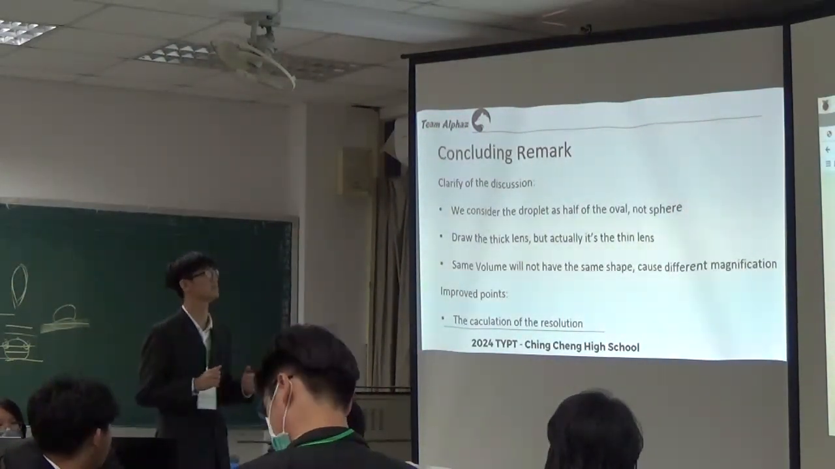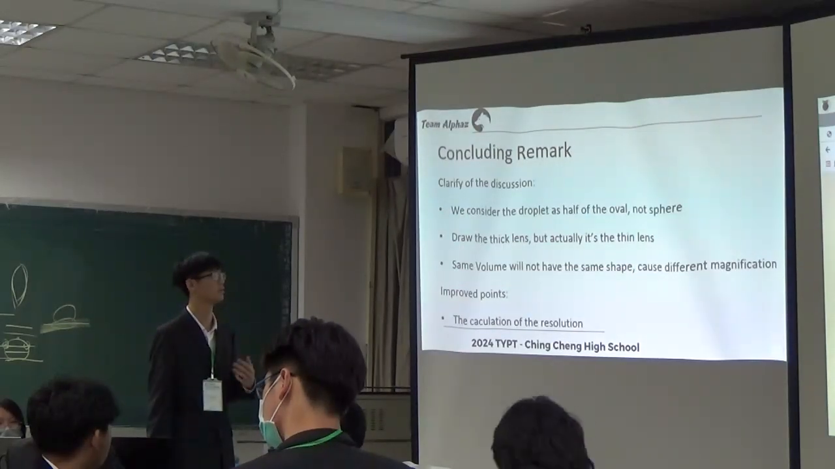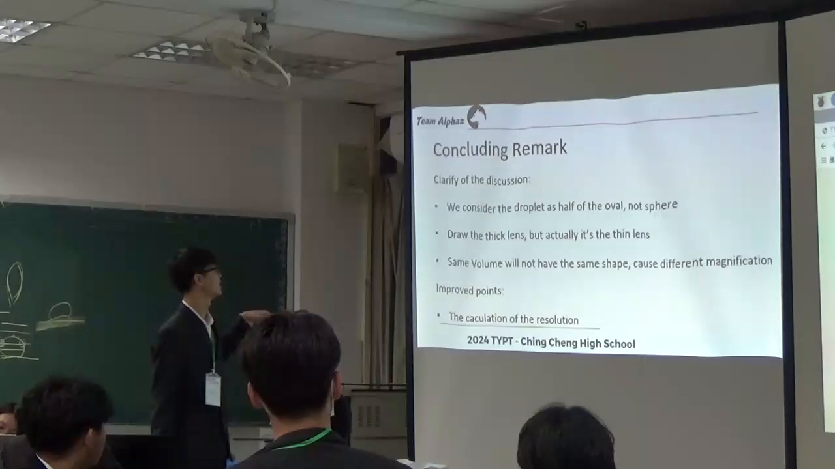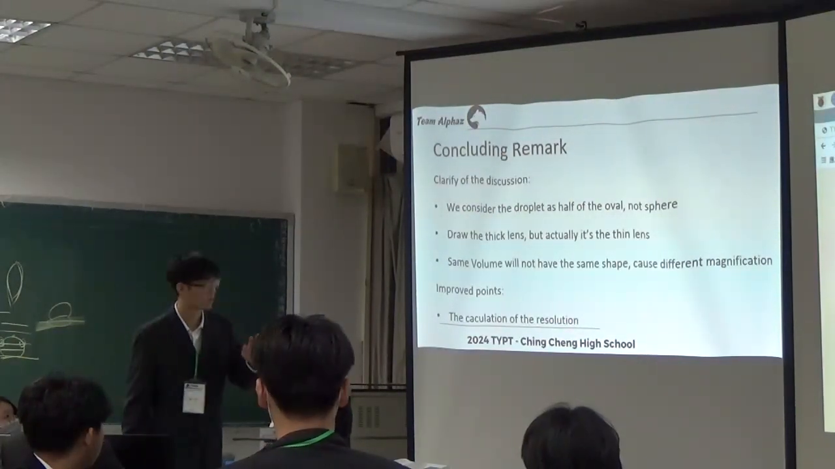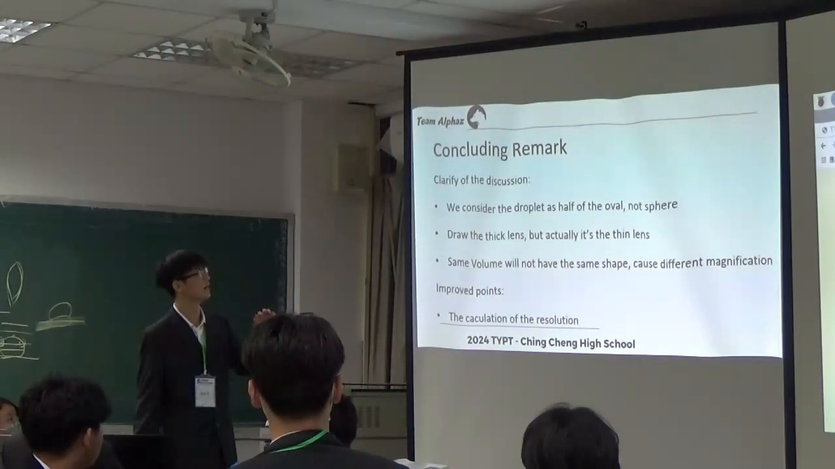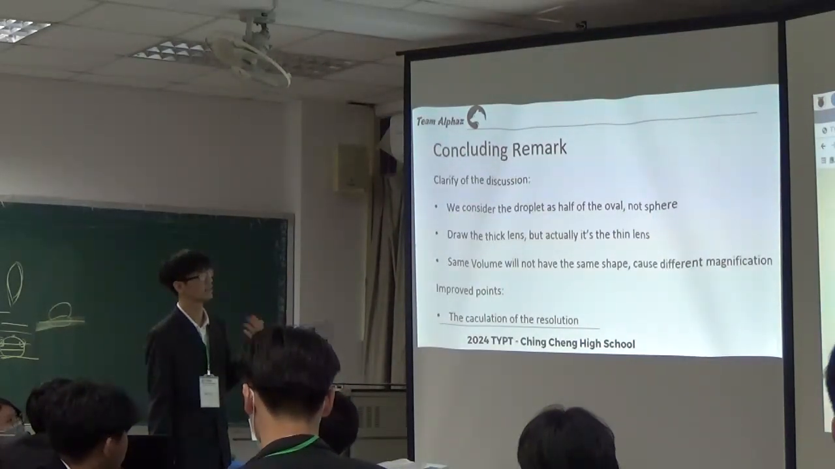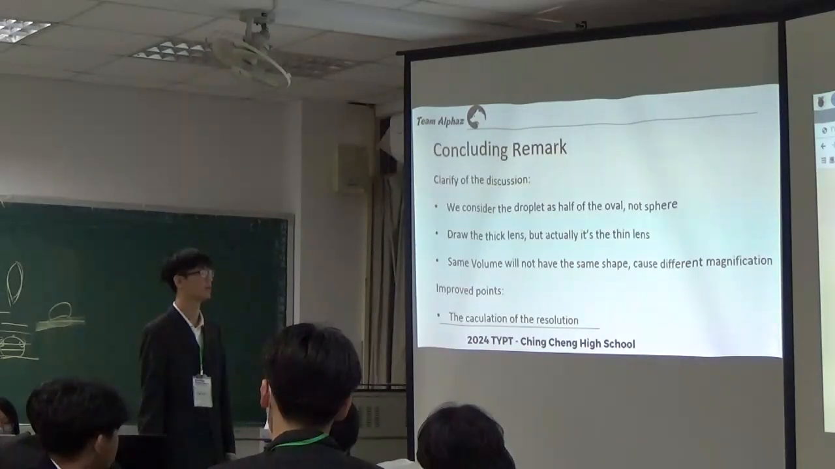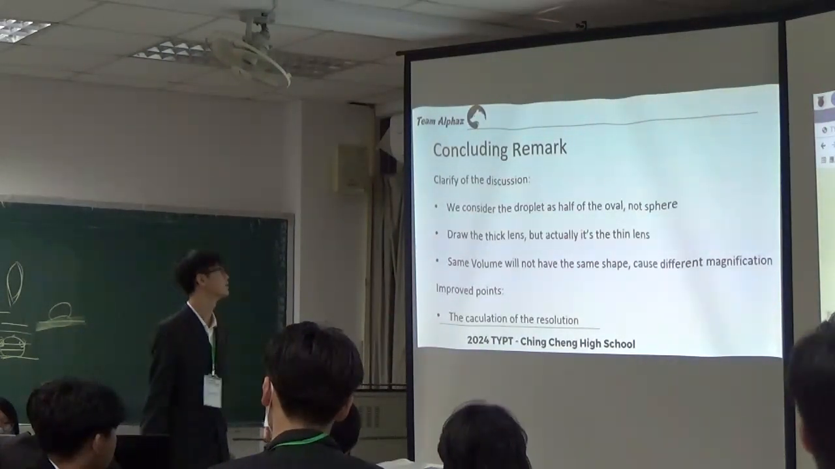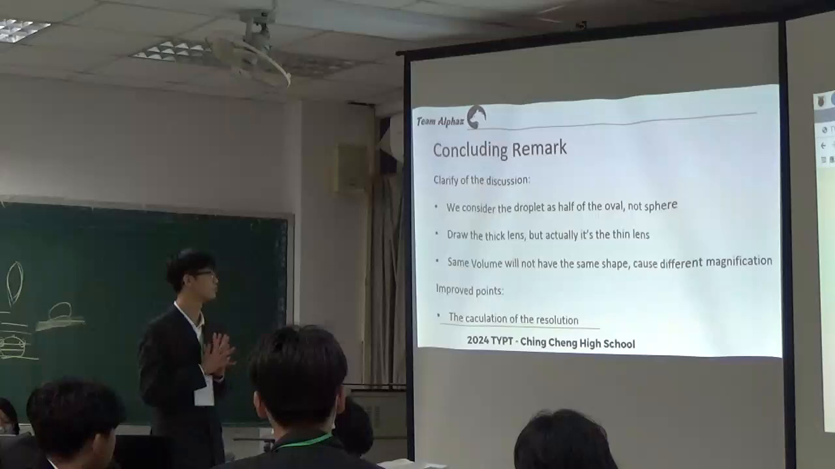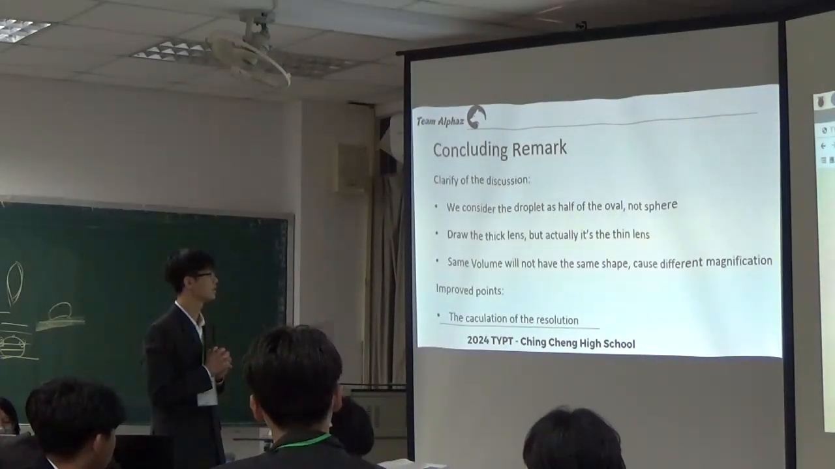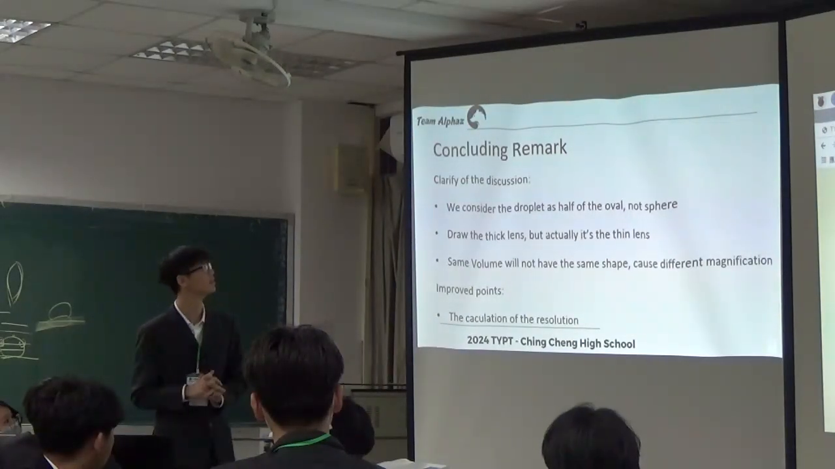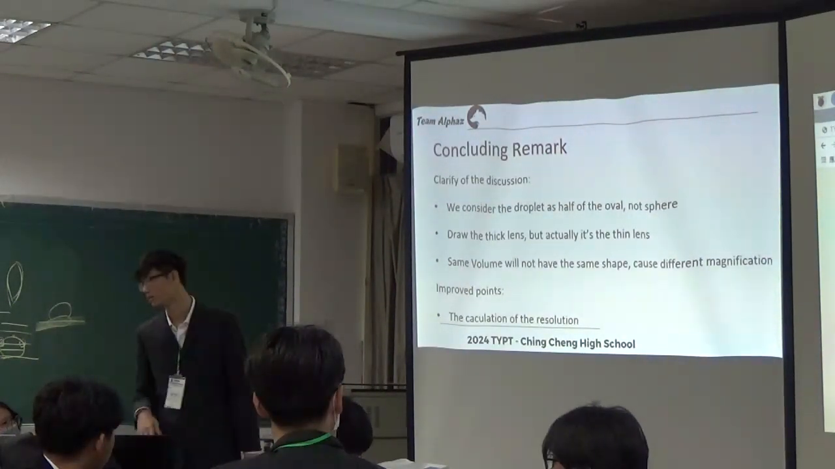We consider the droplet as half of an oval, not a square. If we consider the thickness, the same value will not have the same shape. It causes different magnification, and we have to include the curvature in the calculation of the resolution. Thank you.